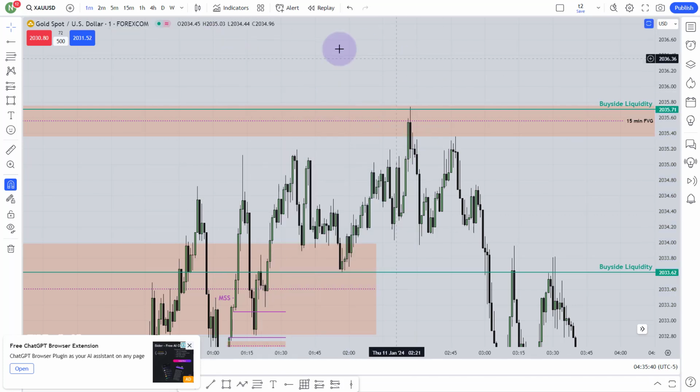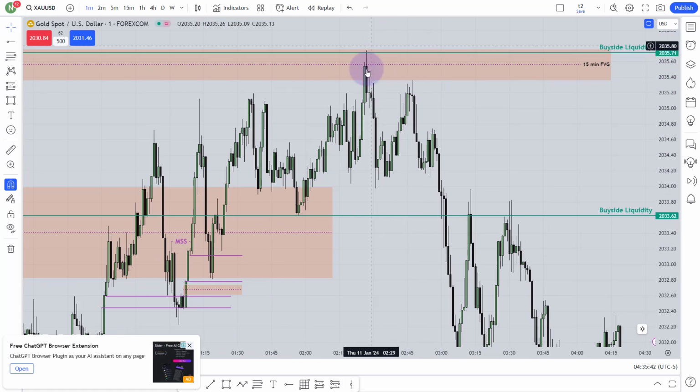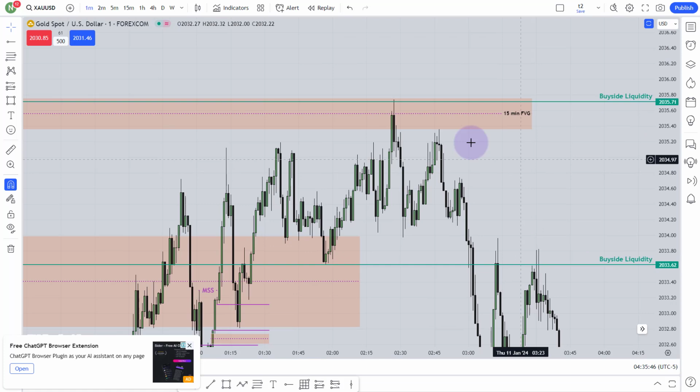Okay, now again it came. Where did it come? The last 15-minute fair value gap. This is the final fair value gap from the 15-minute long run. So price came to this 15-minute fair value gap, and it held the price perfectly. Even the body didn't close above the consequent encroachment. When it held it, it gave me another market structure shift. See, this is my market structure shift.